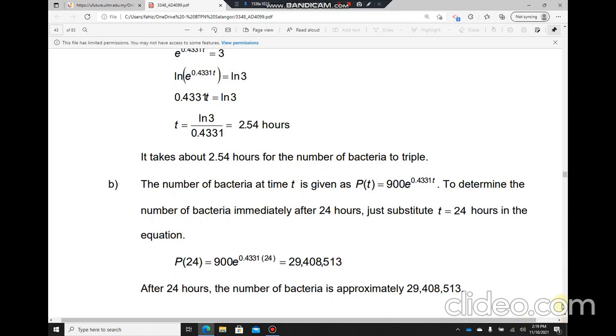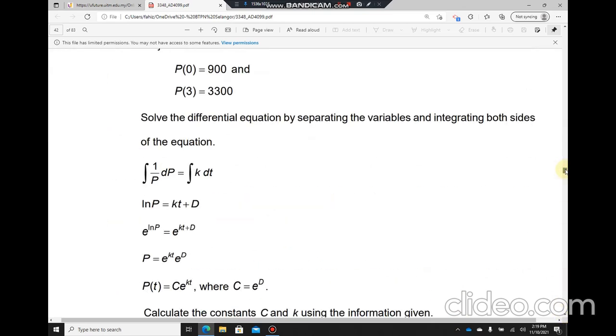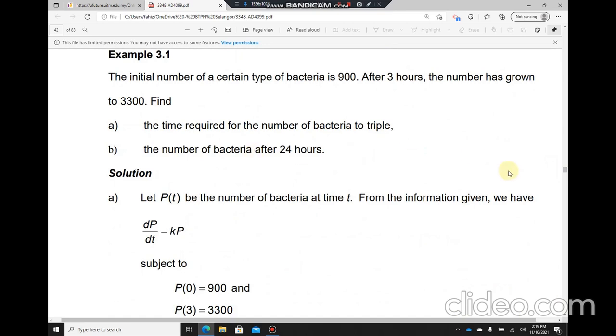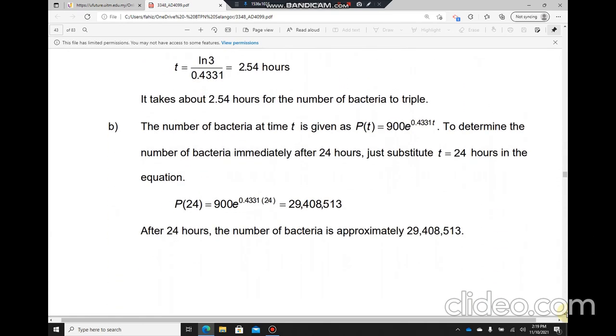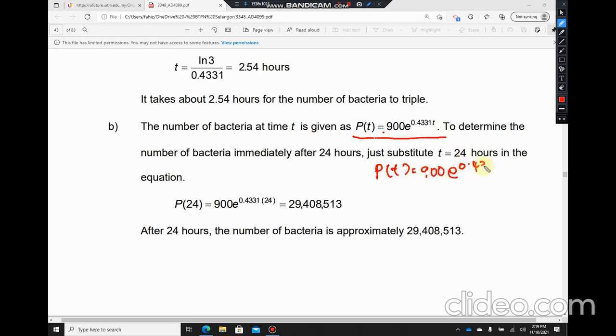Okay, so dia ada satu lagi question tadi dekat sini. The number of bacteria after 24 hours. Okay, so after 24 hours, we still use the same equation. So kita guna equation yang sama tadi. Okay, kita ada equation yang ni lagi kan. Okay, so kita dah tahu kita ada PT equals to 900 E 0.4331 T. Okay, so to determine the number of bacteria, maksudnya dia nak population of bacteria lah. So dia nak nilai kat sini. Okay, berapa nilai P bila T equals to 24?